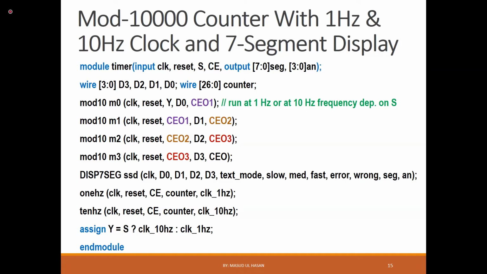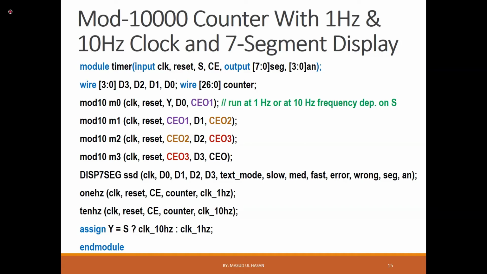If you run this counter at 1 hertz speed, how much time will it take? It will take 1 hour from 0000 to 5959, 59 minutes, 59 seconds, right? So it will take 1 hour counting from 0 to 5959. Now, if you want to test your circuit, you need to wait 1 hour.